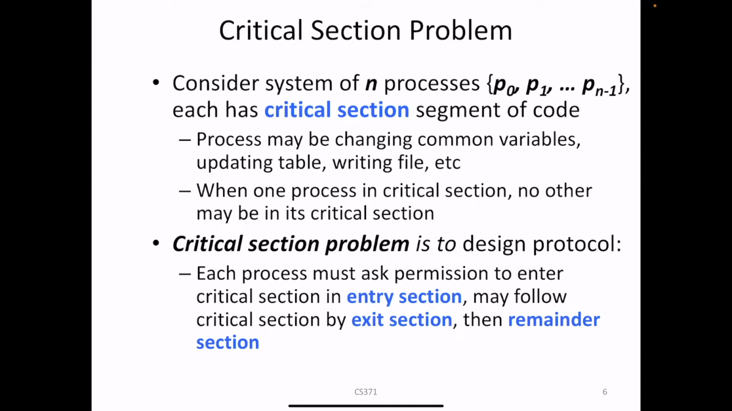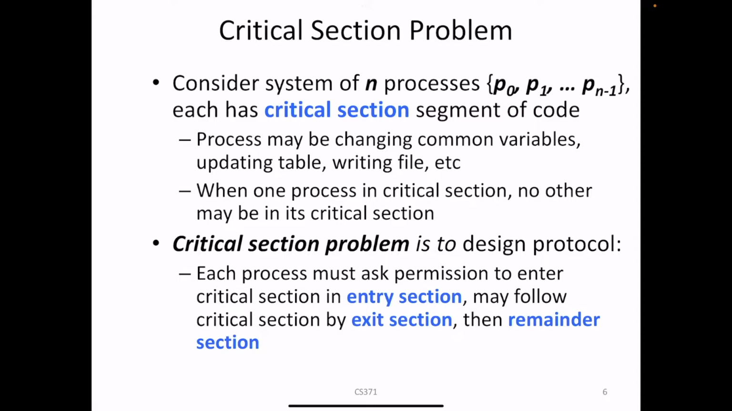In the previous slide, we talked about the race condition when multiple processes want to share the same data. In order to guarantee the correctness of manipulation of the shared data, only one process can update the shared data at a time. To address this race condition problem, we formulate it as the critical section problem, shown in this slide. This problem considers a system of n processes, denoted as P0 to Pn minus 1.